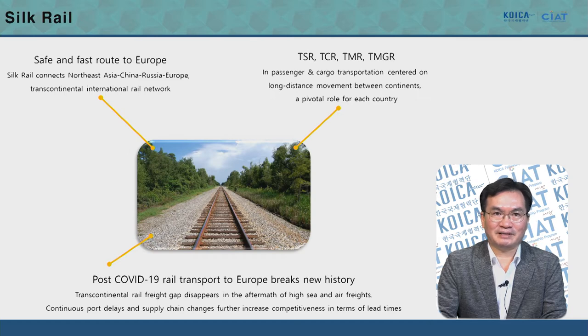Transcontinental rail freight gap disappeared in the aftermath of high sea and air freight. Continuous port delays and supply chain change further increase competitiveness in terms of lead time. So, post-COVID-19, rail transport to Europe breaks a new history.